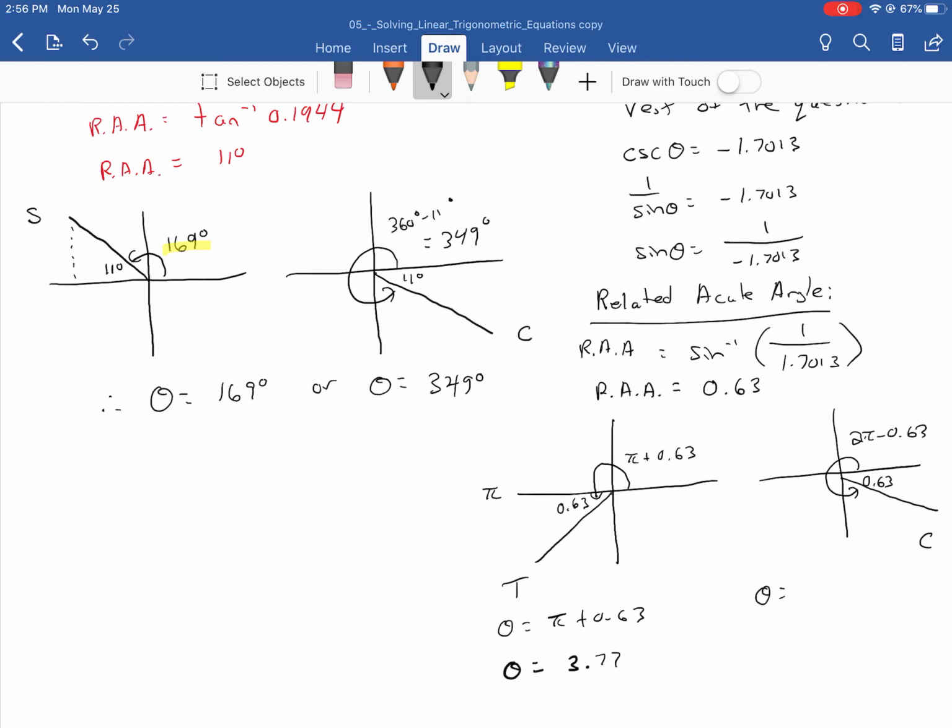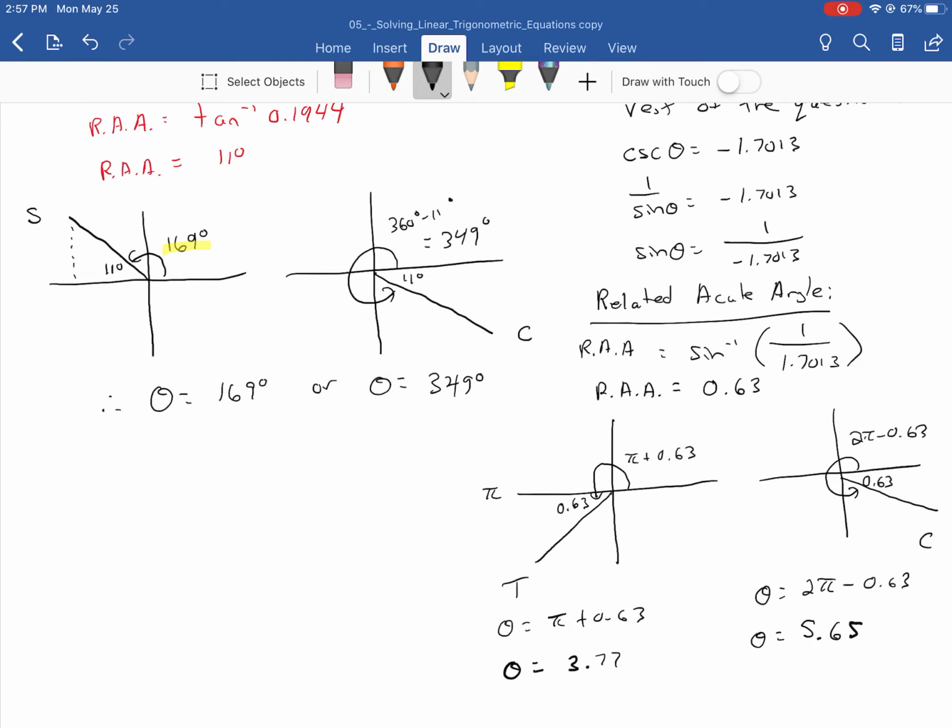So then this one, all the way around, well, it's not quite all the way around. 2 pi would be all the way around, and we've got to take 0.63 out of that. So the theta is equal to 2 pi minus 0.63. And when I type that into my calculator, I get 5.65. Again, if you're off one decimal place due to rounding and so on, that happens in these questions based on how much rounding you're doing there.